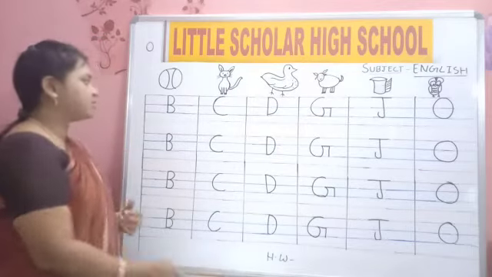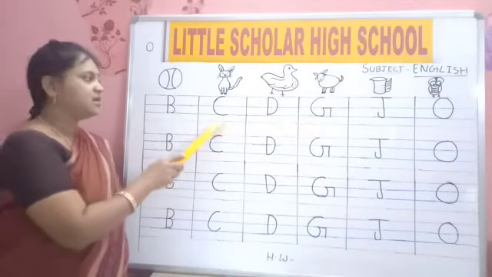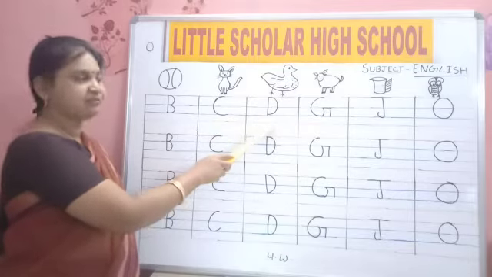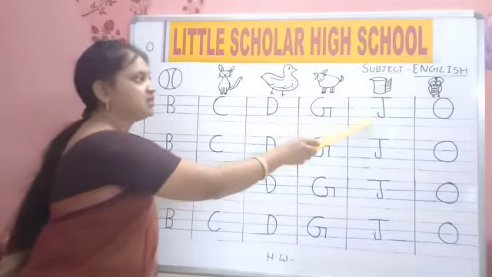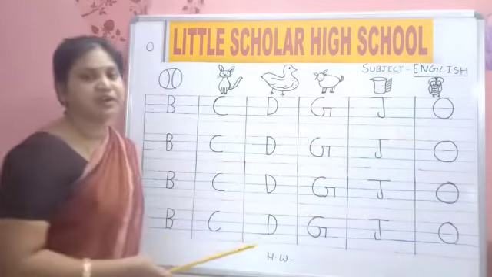Yes. Come on, say what is this? B. B for ball. C. C for cat. D. D for duck. G. G for goat. J. J for jug. O. O for owl.